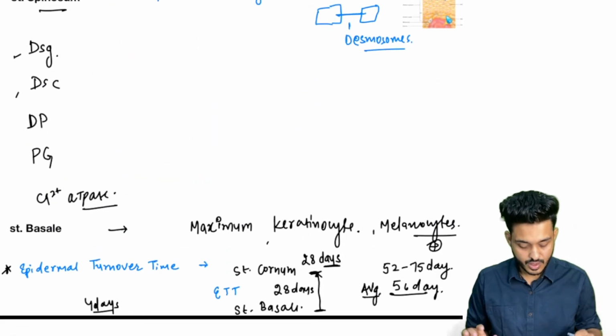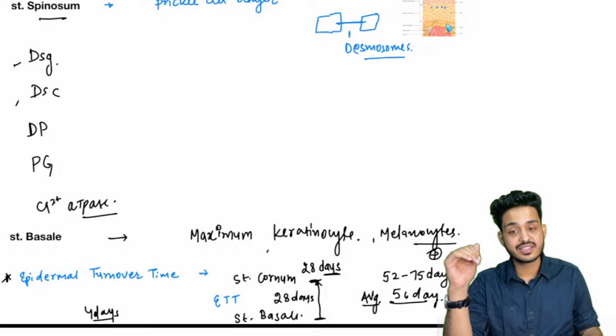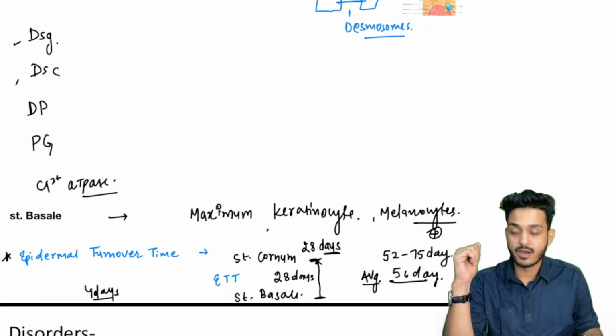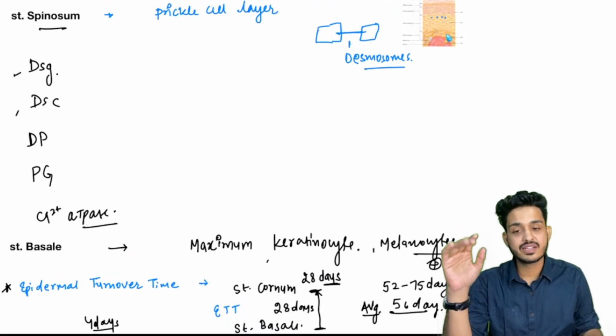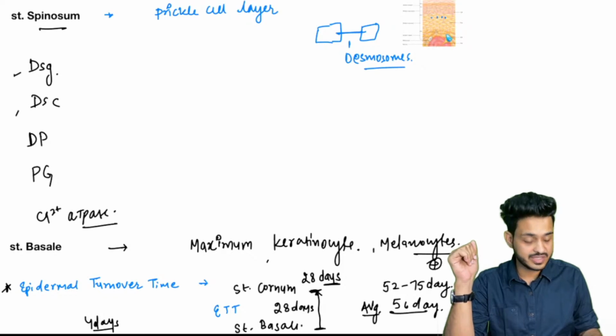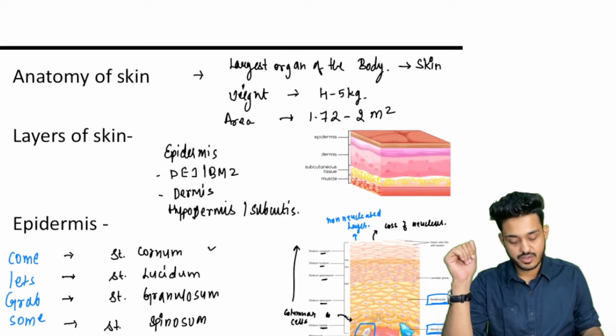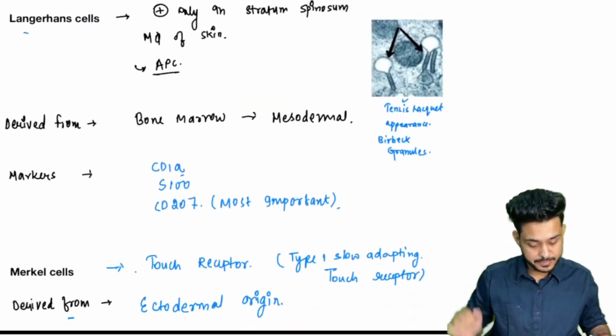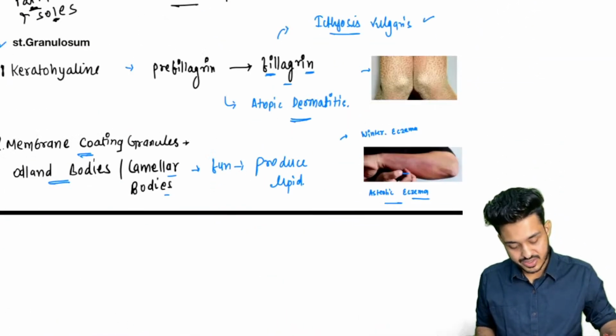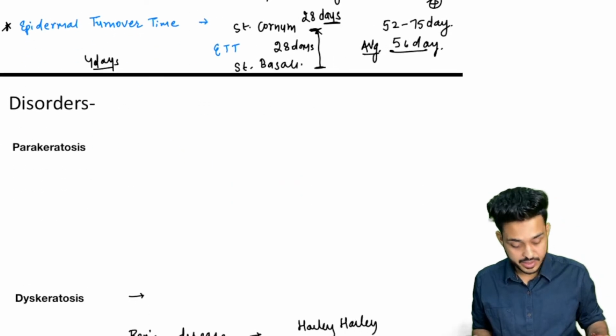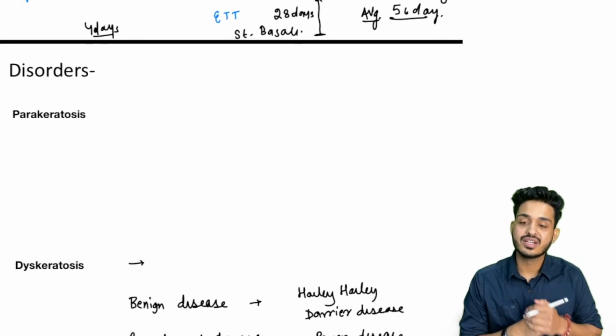So till now we have seen all the cells and all the layers. We have all the 5 layers. We have seen a little bit of the anatomy, so these are the things that you should be remembering. Now let's move on to certain disorders.